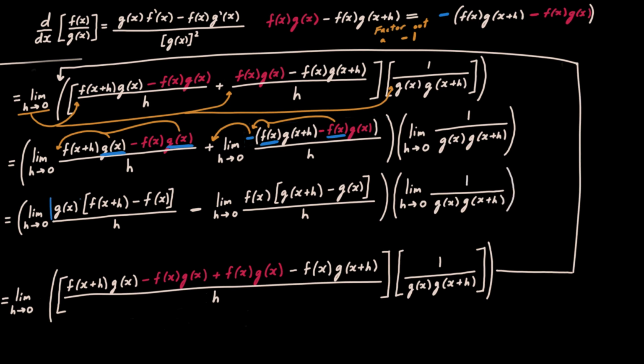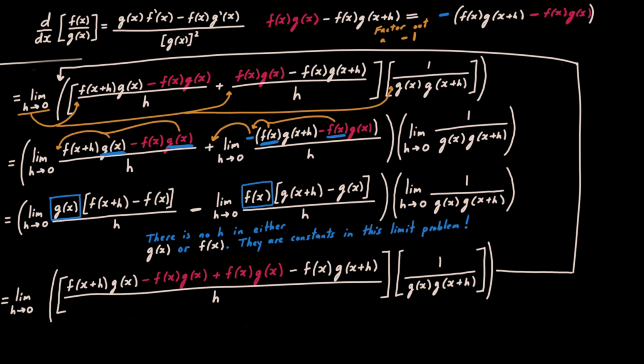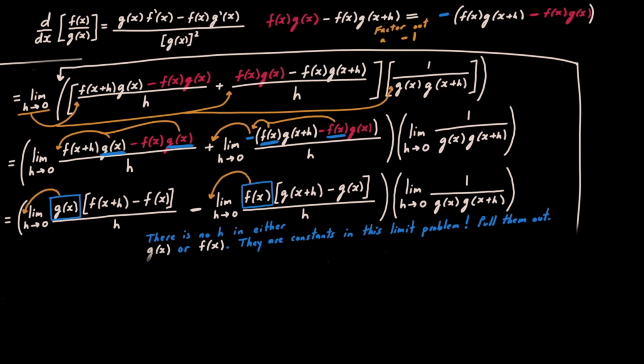Well, again, we are taking the limit with respect to h. So anything that doesn't have an h is, for all intents and purposes, a constant. There is no h in either g of x or f of x. They are constants in this limit problem, so I am going to pull them right out of my limit. So I not only factor the g and the f of x, I can pull them out of the limit problem entirely, and I am left with this.